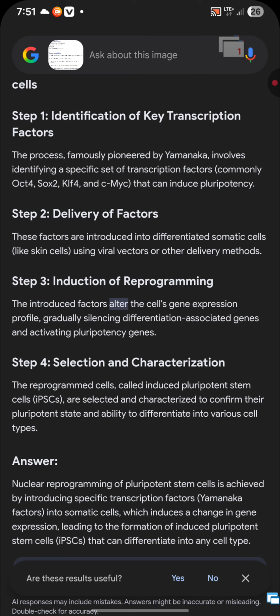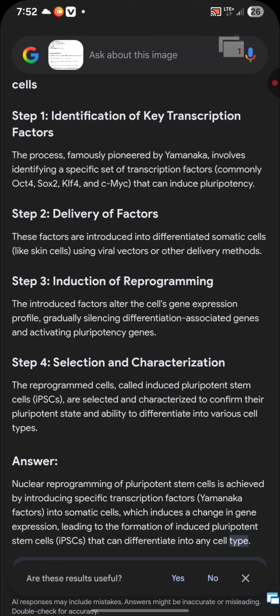The introduced factors alter the cell's gene expression profile, gradually silencing differentiation-associated genes and activating pluripotency genes. Step 4. Selection and characterization. The reprogrammed cells, called induced pluripotent stem cells, iPSCs, are selected and characterized to confirm their pluripotent state and ability to differentiate into various cell types. Answer. Nuclear reprogramming of pluripotent stem cells is achieved by introducing specific transcription factors, Yamanaka factors, into somatic cells, which induces a change in gene expression, leading to the formation of induced pluripotent stem cells, iPSCs, that can differentiate into any cell type.